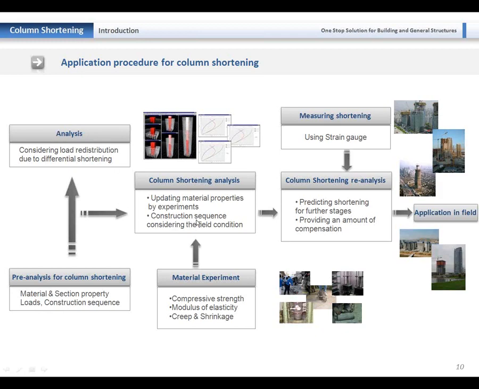And we also have the experiments for the material: compressive strength, modulus of elasticity, and creep and shrinkage. So by reflecting those material properties, we will perform the column shortening analysis. And then after the construction is started, we will also measure the shortening with the strain gauge. Based on the strain gauge results, we will reflect it and update the column shortening length. So we re-perform the column shortening analysis, and then this prediction will be applied to the field.